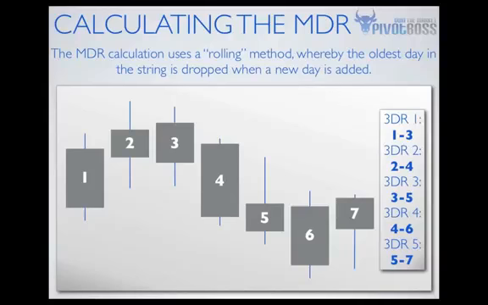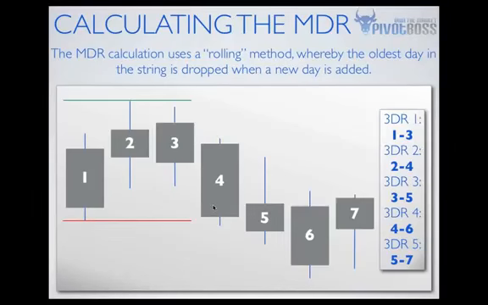So visually, let's look at how we calculate a multiple day range. The multiple day range calculation uses a rolling method whereby the oldest day in the string is dropped when a new day is added. If we look at the illustration here, if we're calculating a 3-day range, 1, 2, 3, then we look for the highest high minus the lowest low of that 3-day range.